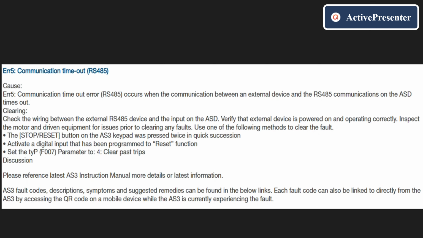Major chances are that it is because of the cable or the external device, whatever you are communicating with your VFD. Major chances are that the VFD is okay, but your other device is powered off, or there is an issue in that. So you need to check from that way.